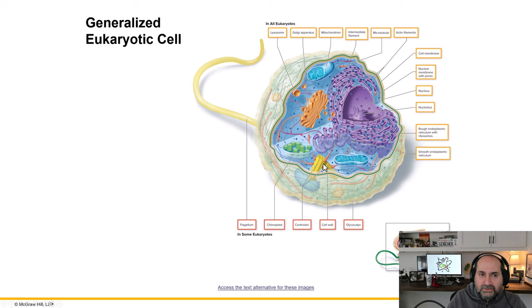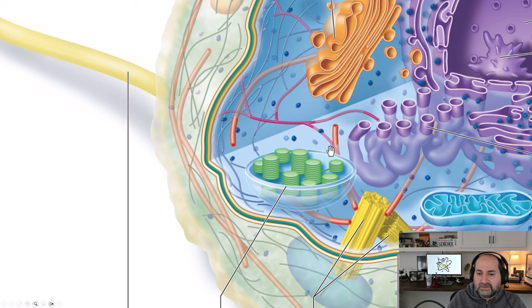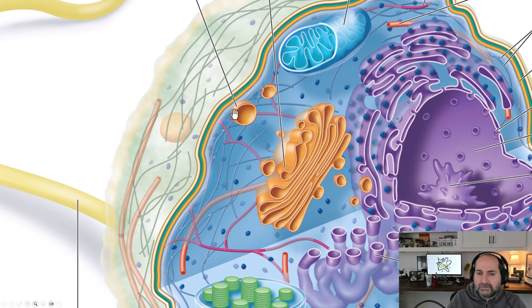Here you can see a generalized structure of a eukaryotic cell. Look how many membrane-bound organelles are inside of the cell. The nucleus itself is a membrane-bound organelle. Then you have this convoluted membrane outside of the nucleus. See right here, this is the endoplasmic reticulum. Here you have the mitochondrion. Here you have the chloroplast, the Golgi apparatus. You've got vacuoles. You've got the plasma membrane.